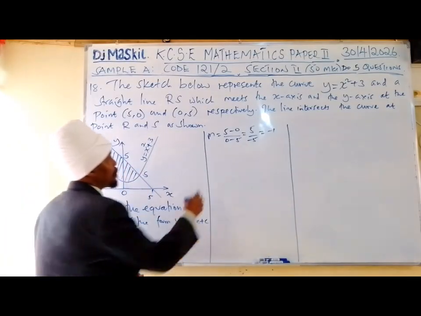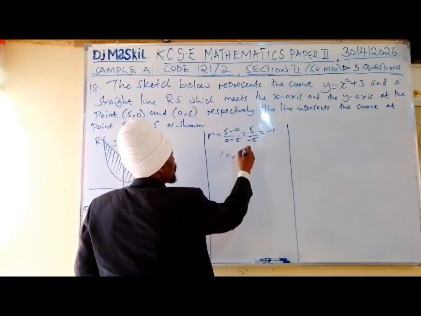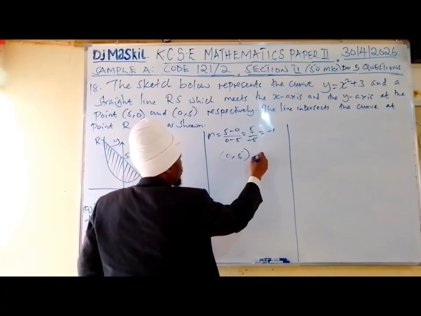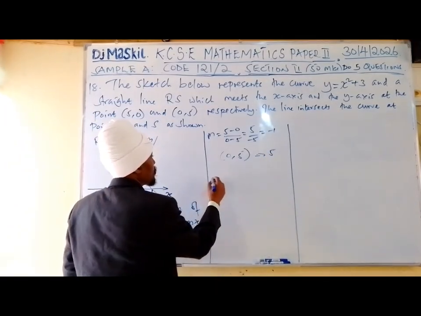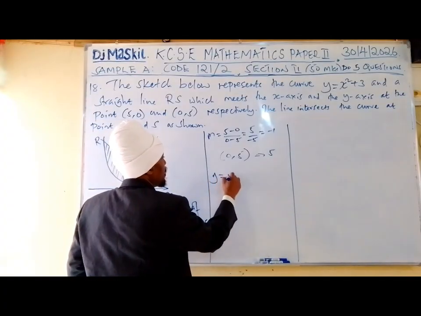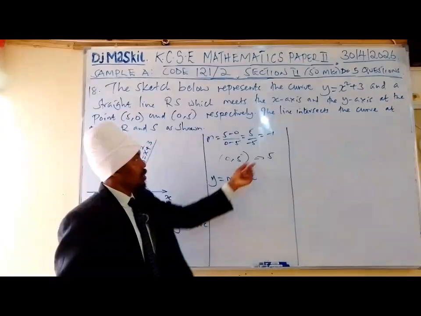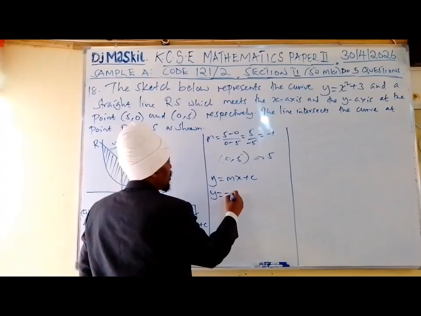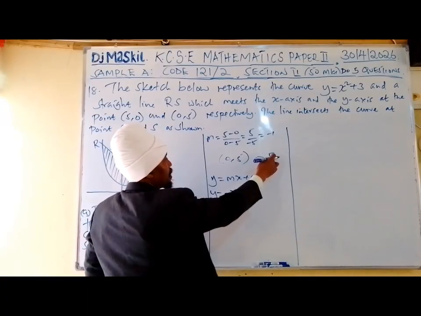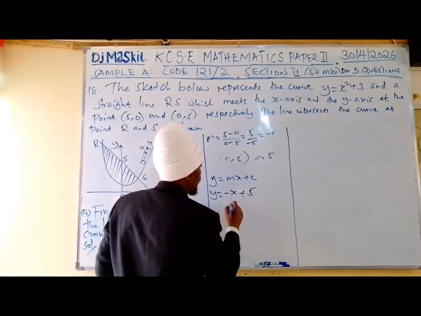Our y-intercept at point 0, 5 is 5. Therefore, we are going to say y is equal to mx plus c. So our gradient is negative 1, so we are going to say y is equal to negative x plus the y-intercept, which is 5.